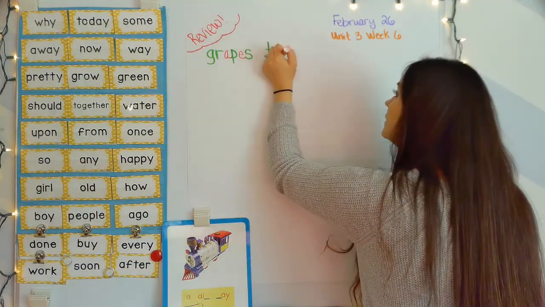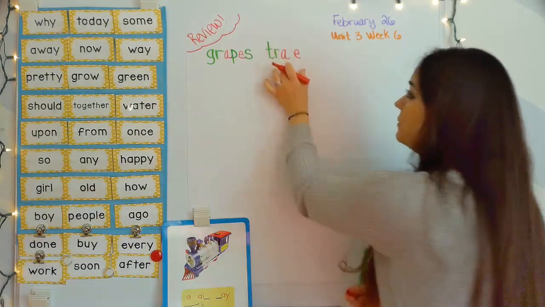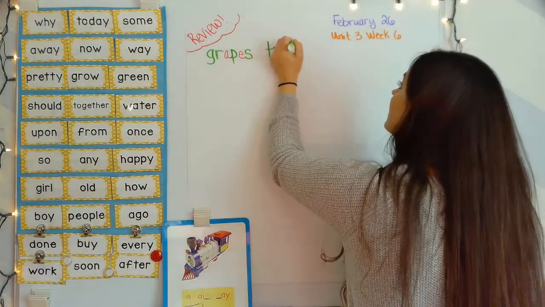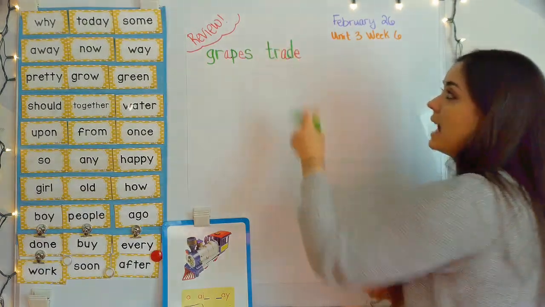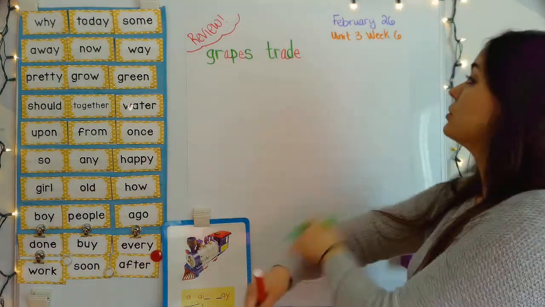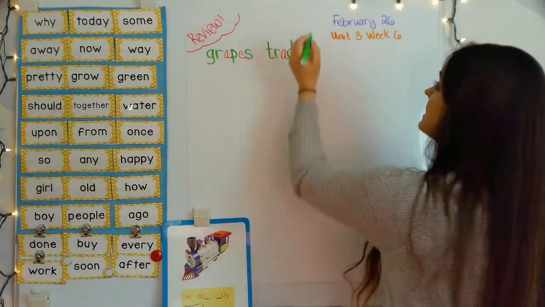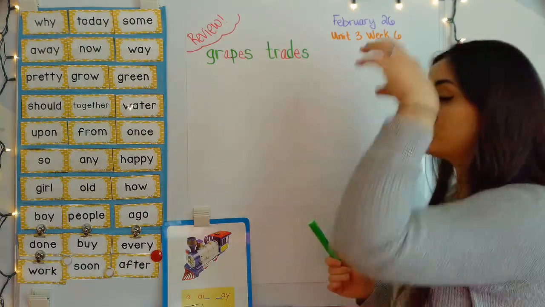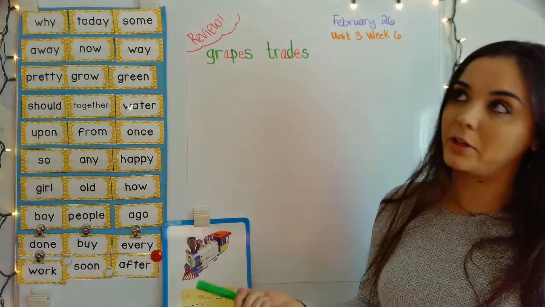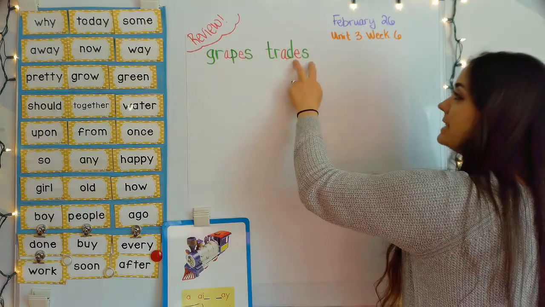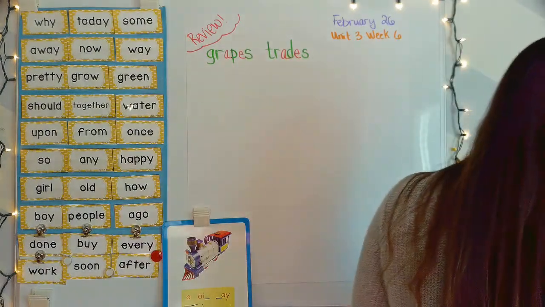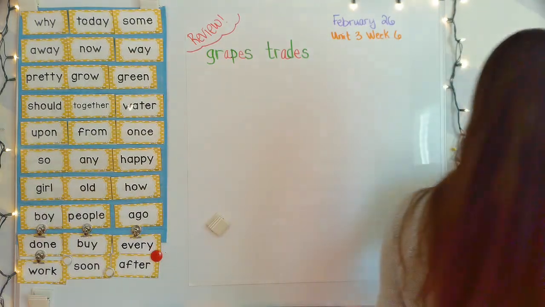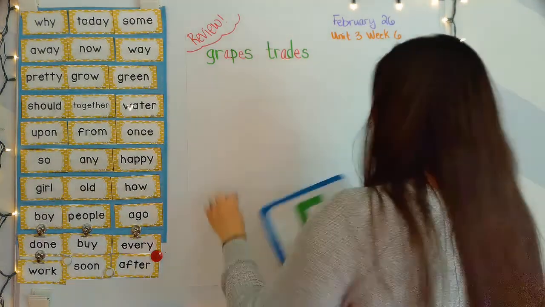Same with this word. Tr, a blank E, tr, a. D says da, tr, aid, trade. So the word was trades. So this is a verb, like she trades her banana for his pudding. Trades.